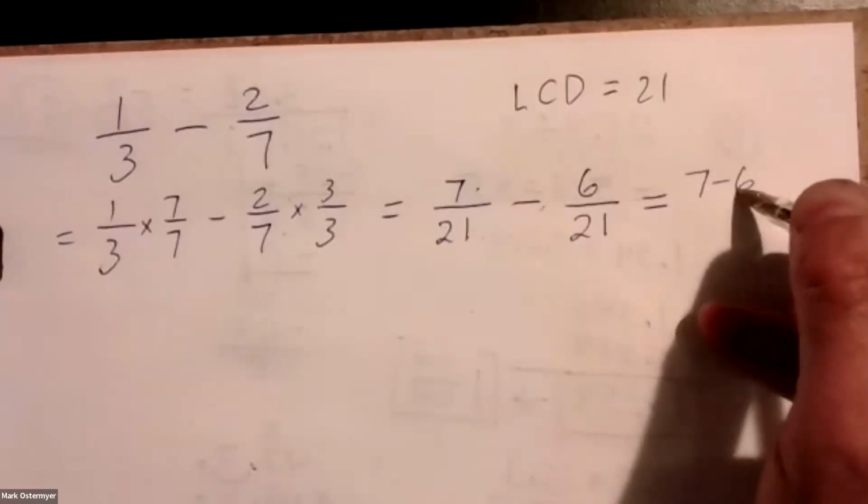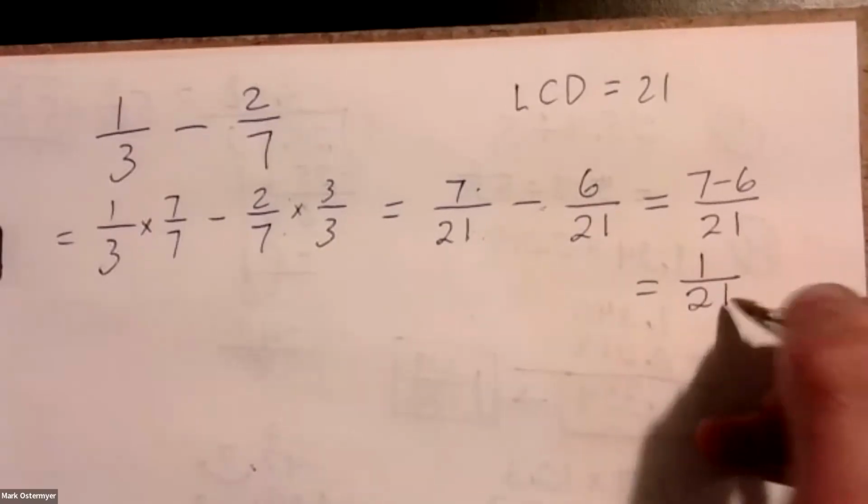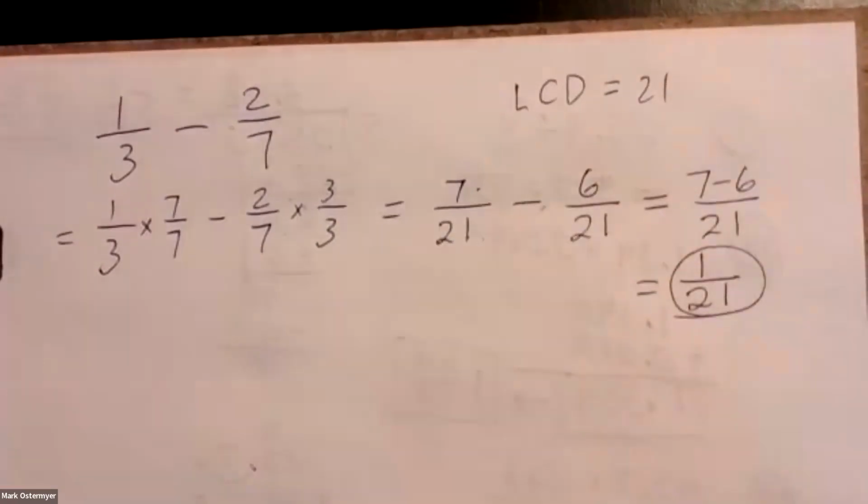So 21, the denominator, and then 7 minus 6 over 21. What's 7 minus 6? It's 1. So 1 over 21. There you go. All right. Got that one. That one's done. That was number 16.